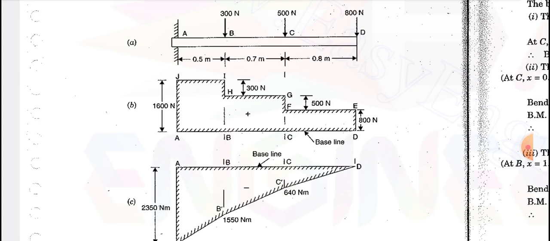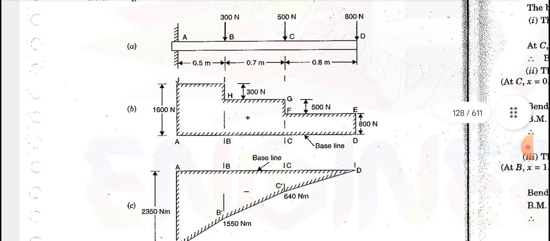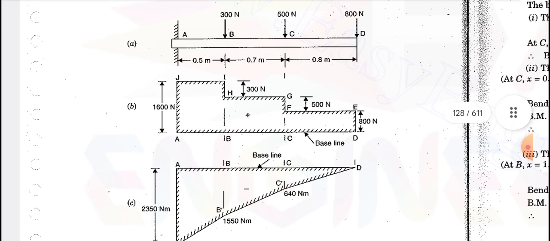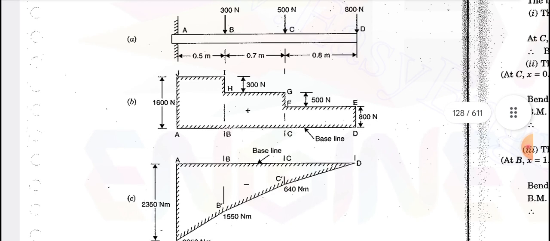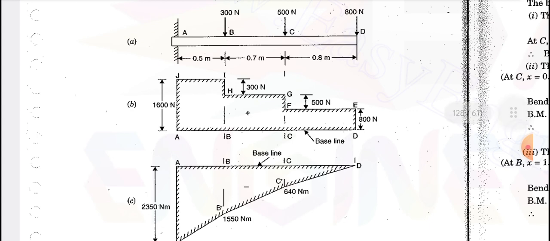Next go to the point C. At the point C, you have to take the moment for the point C. That is 800 into 0.8, that is 640 newton meter of bending moment acting at the point C. Similarly go for the point B, that is 800 into 1.5 plus 500 into 0.7. Totally at the point B, the bending moment is 1550 newton meter.